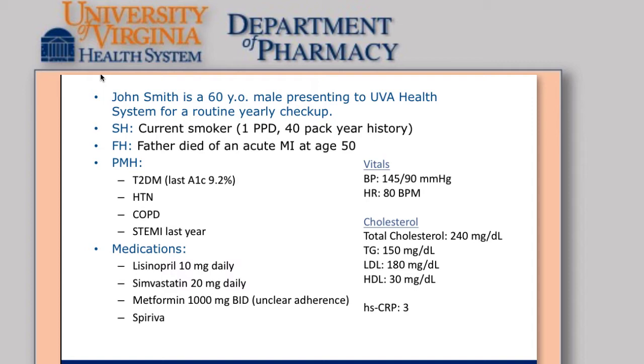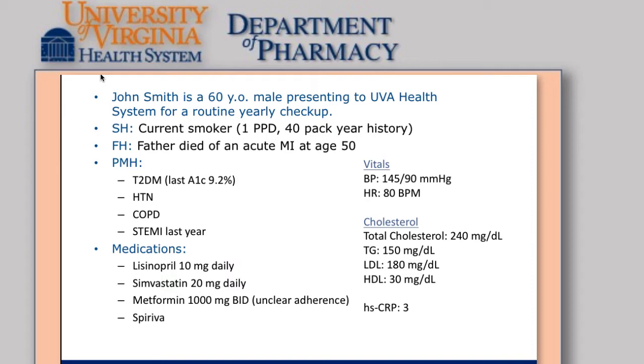This brings us to a patient case who I want to introduce now and who we will follow through the rest of the presentation. So we have John Smith, a 6-year-old male presenting to the UVA health system for a routine yearly checkup. He's a current smoker with a 1-pack per day, 40-pack year history, and his father died of an acute MI at age 50.